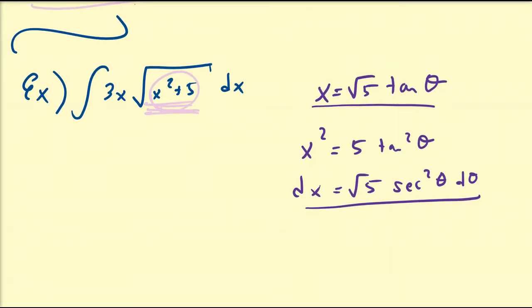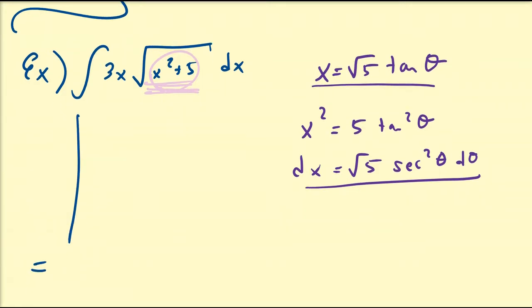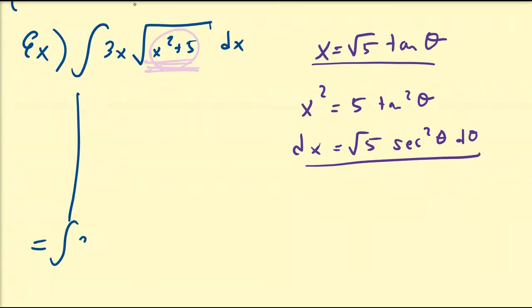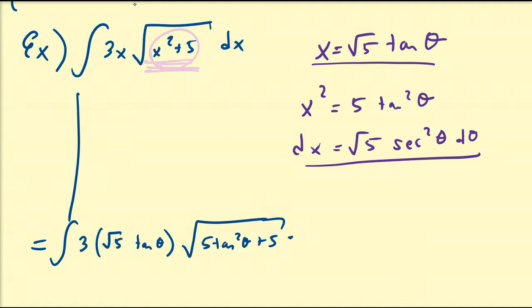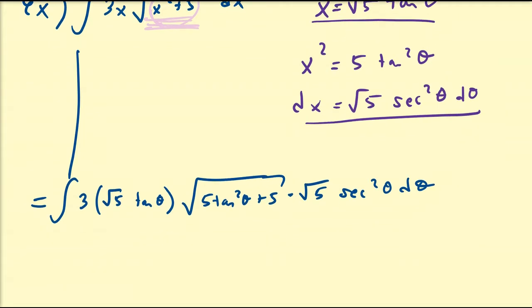Alright, so let us transform this integral using these new substitutions here. So this is going to be equal to the integral of 3x, so x is the square root of 5 times the tangent of theta, times the square root of x squared, which is 5 tangent squared theta, plus 5, times dx, which is the square root of 5 times the secant squared of theta, d theta. And we can clean this up just a tad bit. So we have square root of 5 times the square root of 5, that's just going to be 5, and 5 times 3 is just going to be equal to 15.